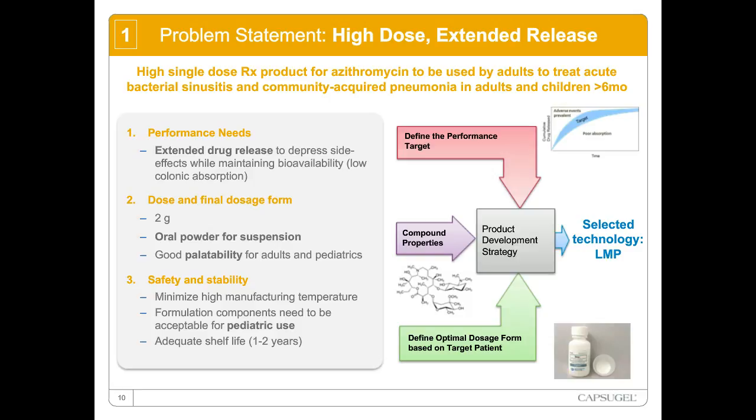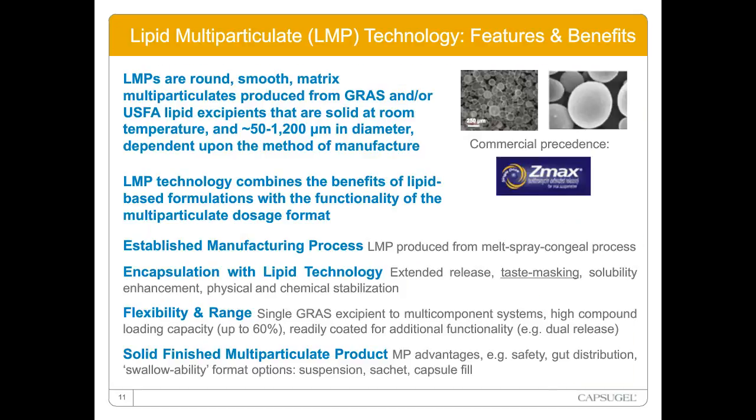So, what are lipid multiparticulates, or LMPs? LMPs are round, smooth matrix multiparticulates that are produced from GRAS and/or acceptable lipid excipients. Most of these are solid at room temperature. After production, the LMP particle size is tunable between 50 to 1200 microns in diameter with a narrow particle size distribution. One of the exciting aspects of LMPs is that they combine some of the benefits of conventional capsule-based lipid formulations, meaning liquid or hard capsules, with the flexibility and additional functionality of a multiparticulate dosage format.